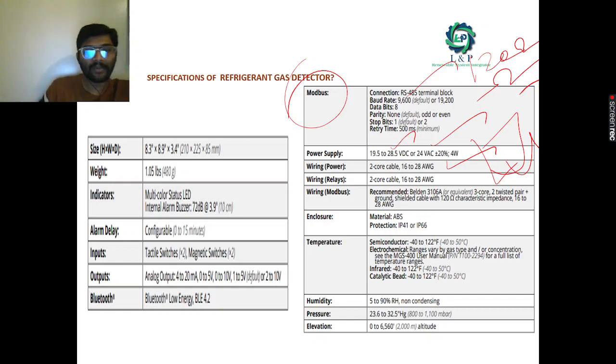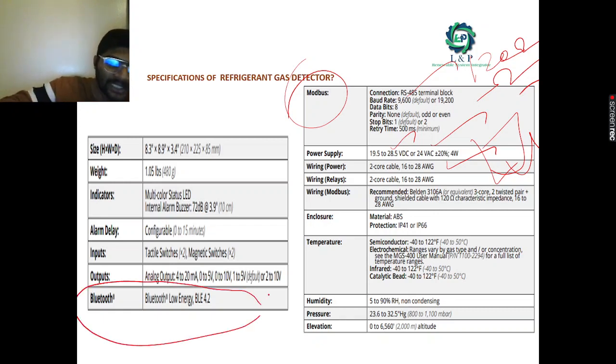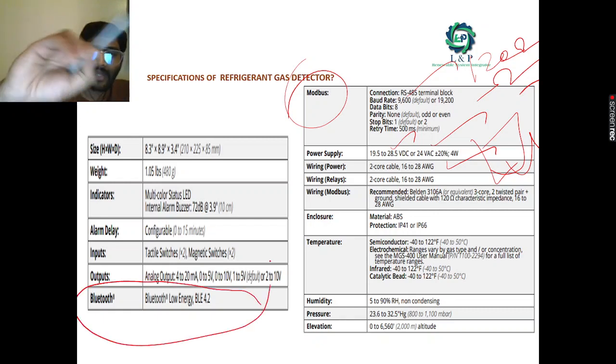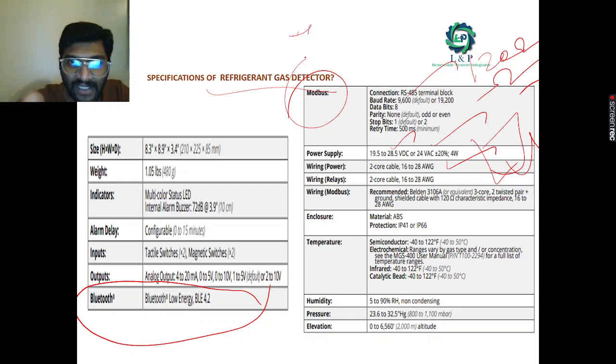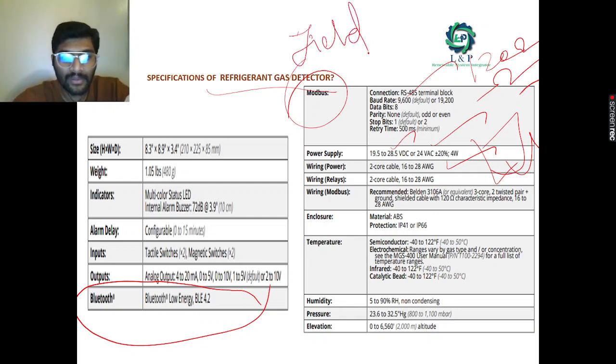As I told earlier, we have connection facilities through Bluetooth. We can connect with a refrigerant gas detector at the field through your mobile phone app. We will discuss that in this forthcoming session. As I told earlier, what are the outputs we can take from it?